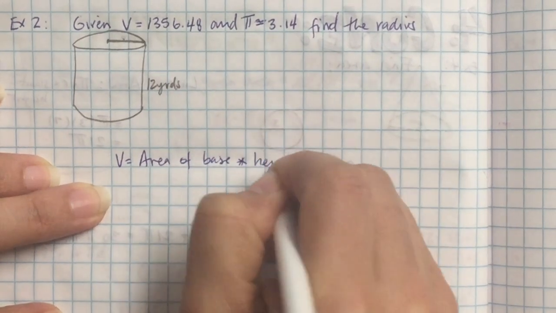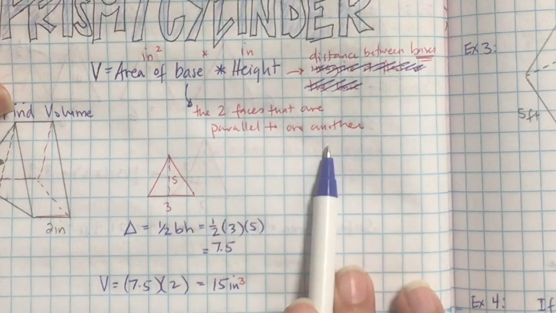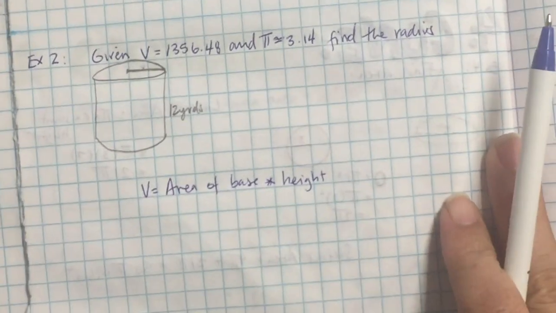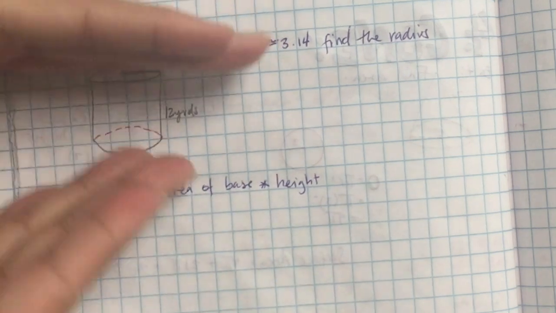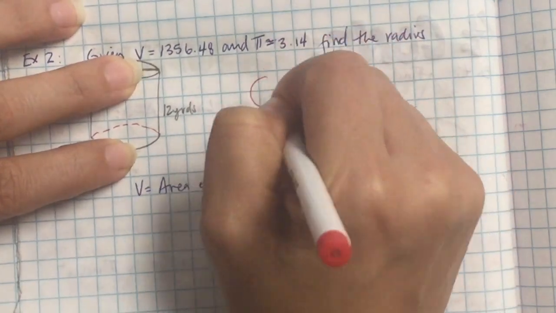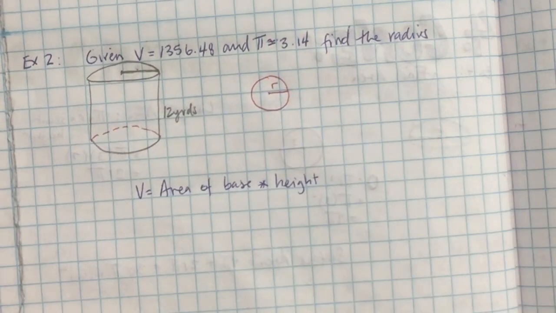Alright, number 2, again, find the area of the base and multiply by the height. Okay, so remember, the base is the two that are parallel to one another. This time it's a circle. That's the only difference between the prism and the cylinder. So I need to find the area of this circle. So what's the radius of this circle? I'm not given, so I'm just going to label it r.